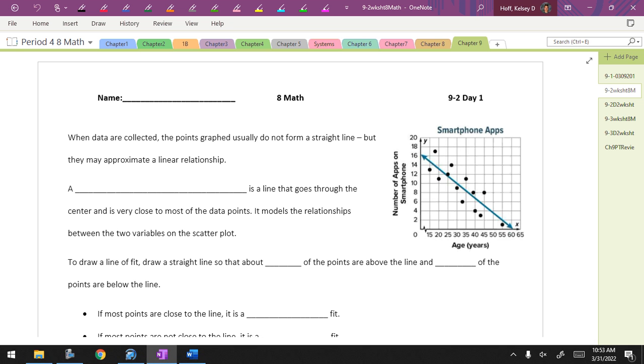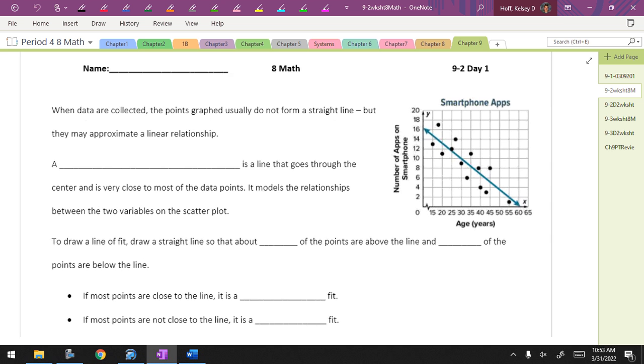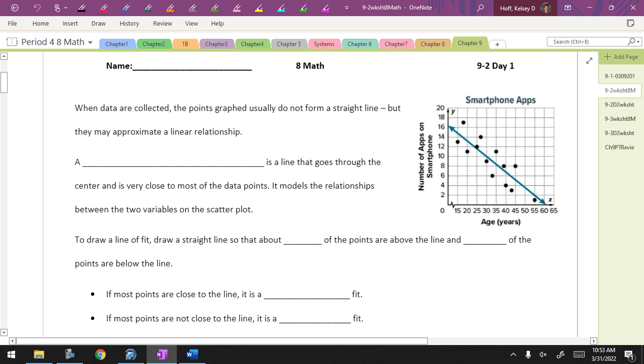So yesterday you guys created scatter plots. And you told me whether they had a linear or nonlinear association and whether it was positive, negative, or no association whatsoever. So to expand on that, we're going to talk about identifying lines of best fit. When data are collected, the points graphed usually do not form a straight line, and we talked about that yesterday. They're not going to line up right in a row, but they still can approximate a linear relationship, meaning it's a linear trend. There's not a hook or a curve to it.